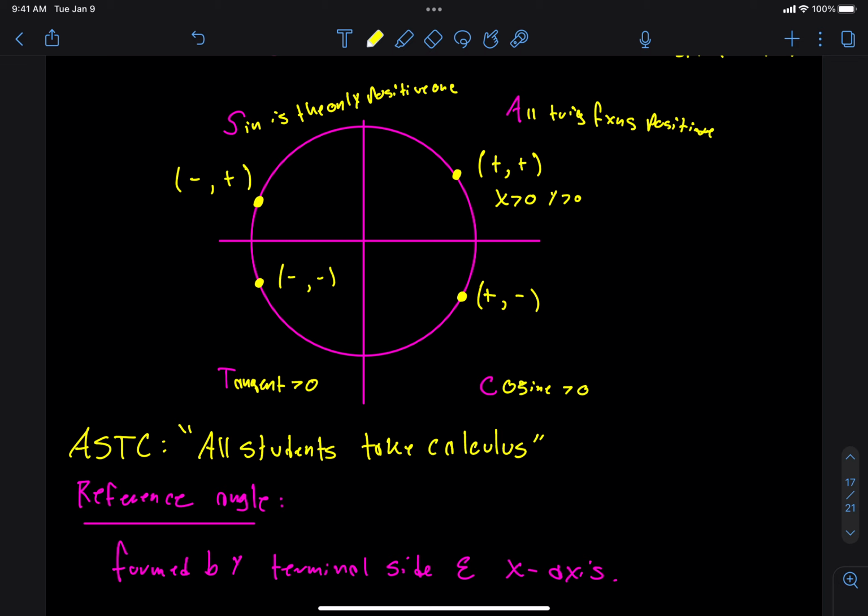All right, so are there any questions on the signs of the trigonometric functions, when they're going to be positive or negative? I was just asking if there are any questions. Okay. Then let's move on and talk about something called reference angle.